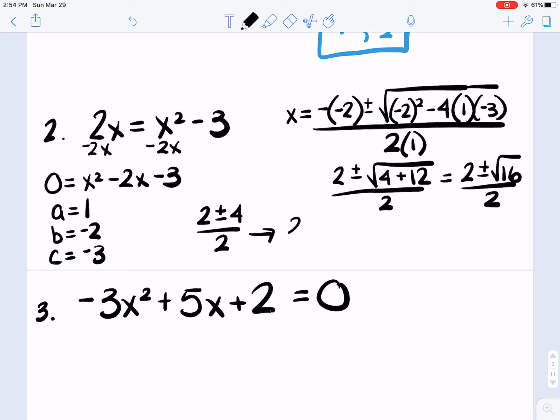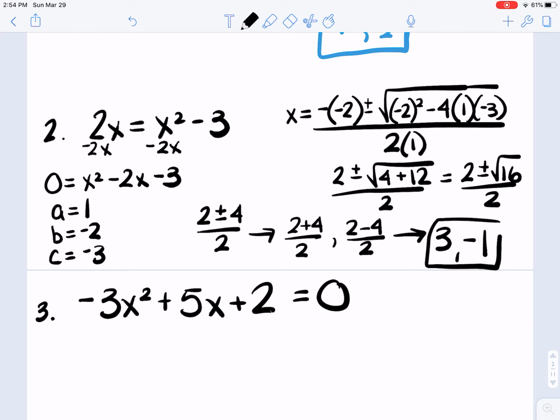That's going to split up into 2 plus 4 divided by 2 and 2 minus 4 divided by 2, which will give me, in simplified form, the first one becomes 6 over 2, which is 3, and the second one is negative 2 over 2, which would be negative 1. So my answer here would be 3 and negative 1.